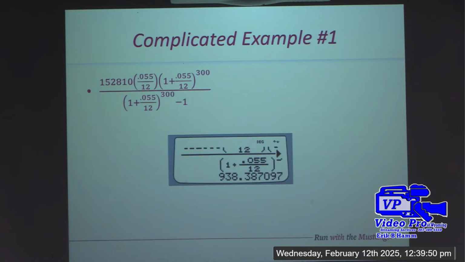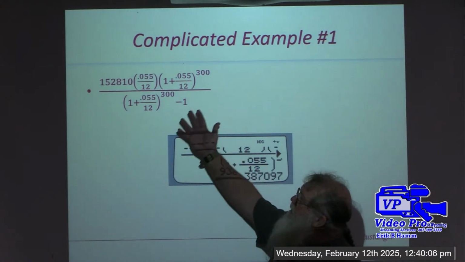So if you just painstakingly go keystroke by keystroke, you can get a pretty consistent calculation off this calculator and come up with 938. All right, now some of us might be struggling because we got such a complicated thing here.